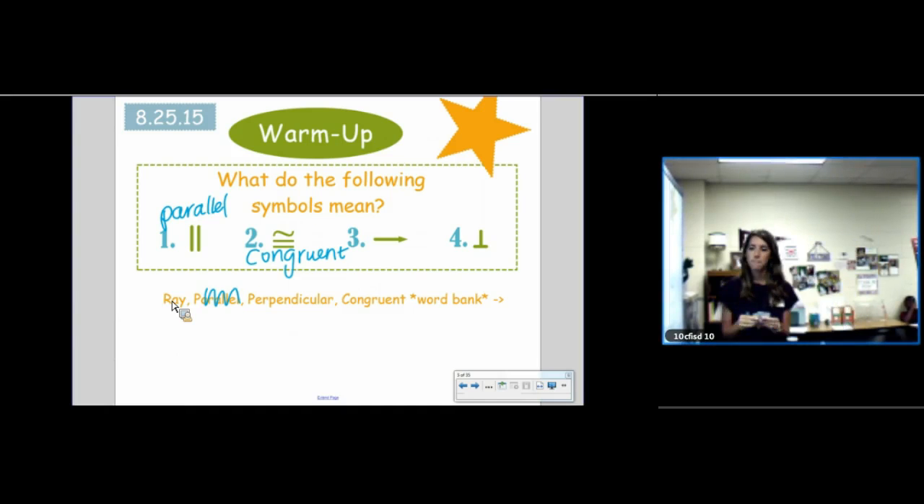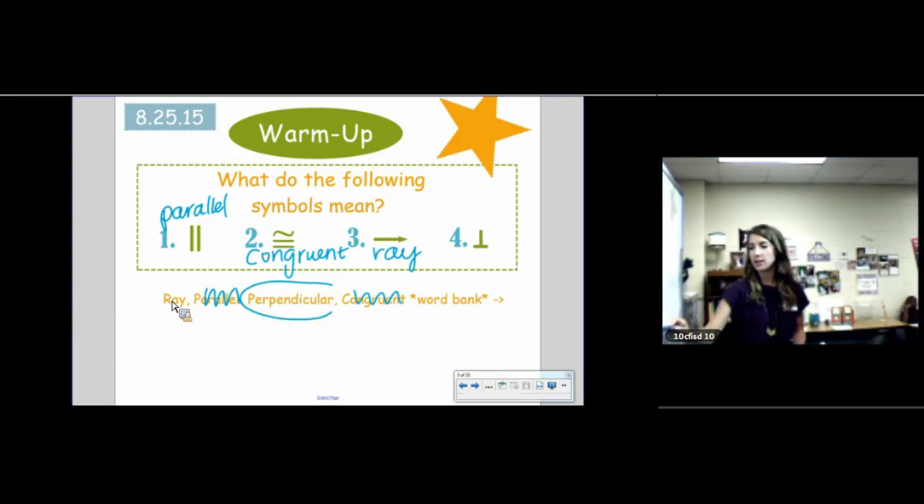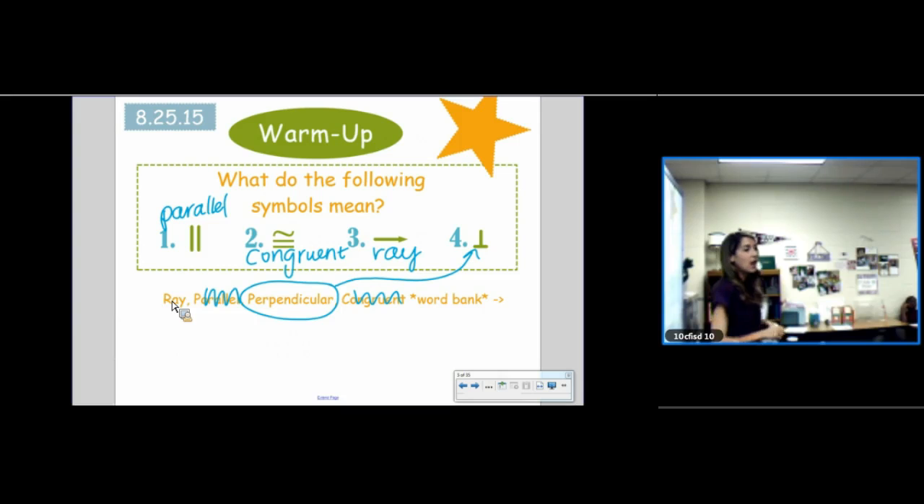Alejandro, number 3. Try again. Yeah, that's a ray. A ray has 1 arrow, and we're going to learn more about that today. And so by process of elimination, class, what's number 4? Perpendicular, that really long word that I'll let you write yourself. That is the symbol for perpendicular. It's an upside down T, and we'll go over perpendicular a lot more in the next unit.